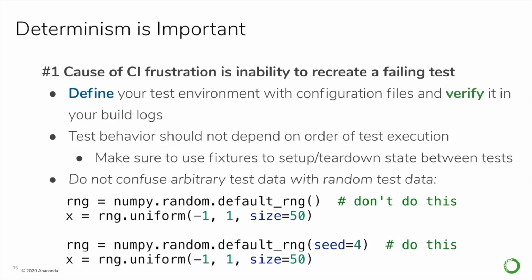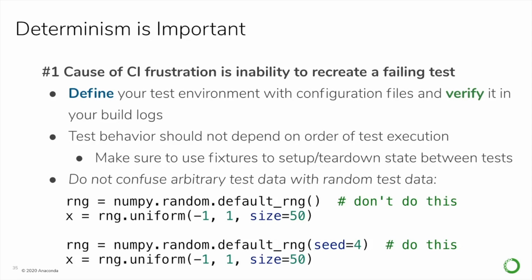You want to make sure, just as good test hygiene, that tests don't depend on order of execution. So you really want to make good use of fixtures to set up and tear down state between tests. This is another way if tests run in a different order in your CI system than on your local machine, you may not realize that order is causing test behavior to change.